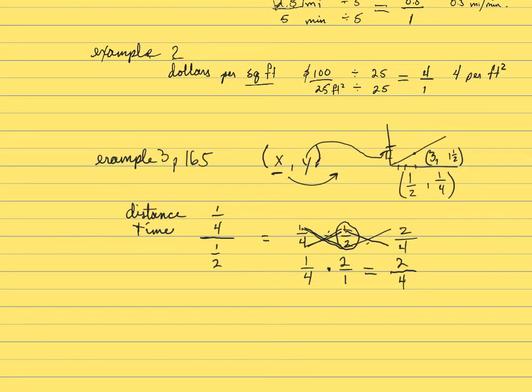Then when I reduce it, it's going to come out to 1/2 because I'm going to divide this by 2, and I'm going to divide this by 2, and I'm going to get 1/2. So the speed of the subway car is 1/2 mile, because distance is measured in miles here. If you look at the chart again on page 165, the time is measured in minutes. So it travels 1/2 mile in 1.